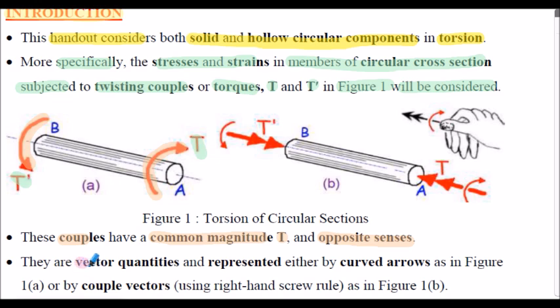These couples are vector quantities, so can be represented by either curved arrows, as shown in figure 1a, or by couple vectors using the right-hand screw rule, shown in figure 1b. Here's the right-hand screw rule depicting the sense of the couple.